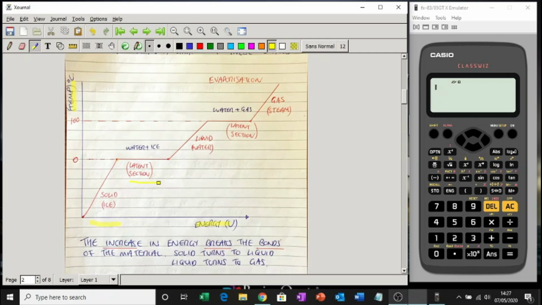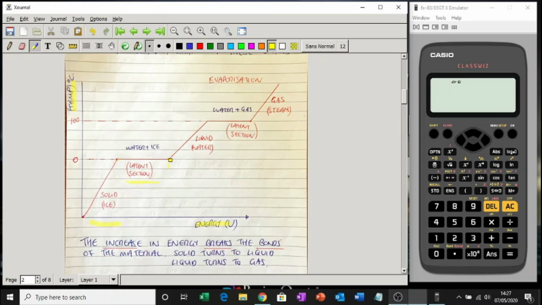So this bit here is half and half. It's like a bit of a mushy state. So as you're going along here, when you get to this point, all the bonds are broken and it's fully melted. So all the energy has broken these bonds and now it's all liquid. In our case, it's all water.